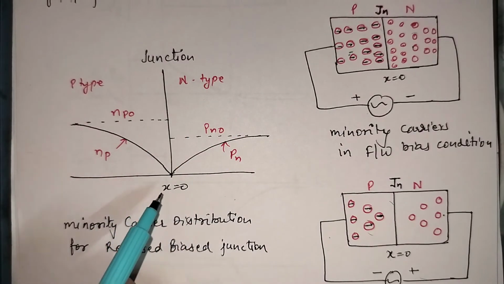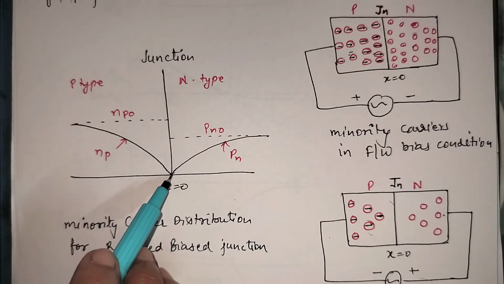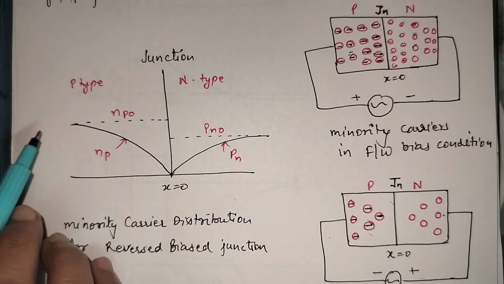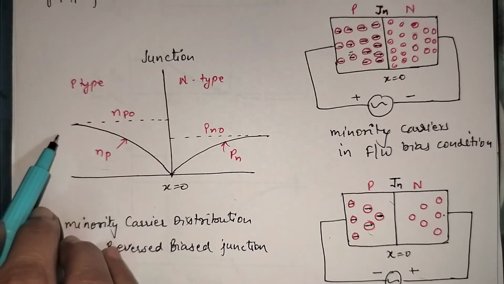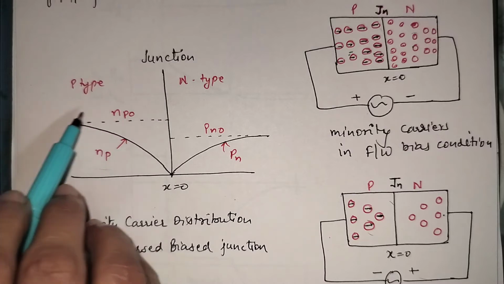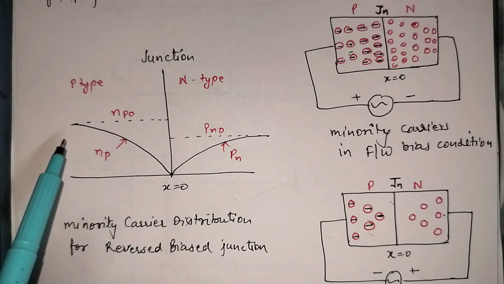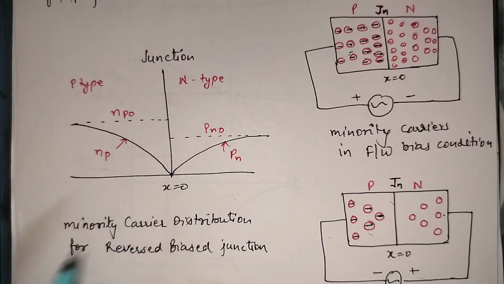So in this case, the diagram will be like this. At x equals 0, meaning at the junction, the minority carrier distribution is equal to 0, meaning there is no excess charge near the junction, there are no minority carriers. And away from the junction the minority carriers are equal to the minority carriers at thermal equilibrium. So this will be the minority carrier distribution in case of reverse bias condition.